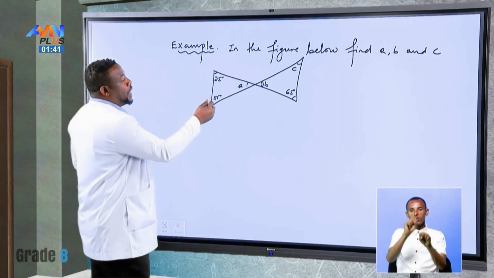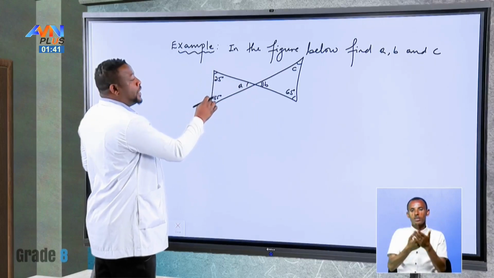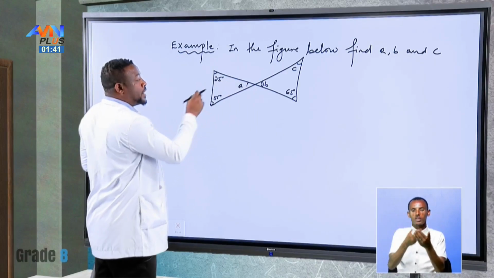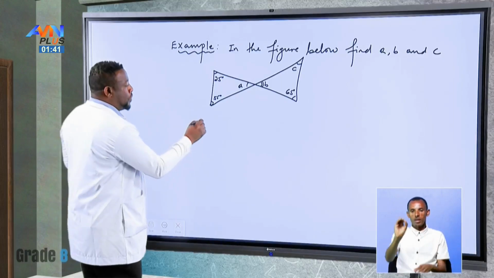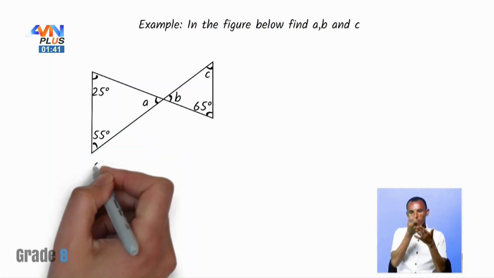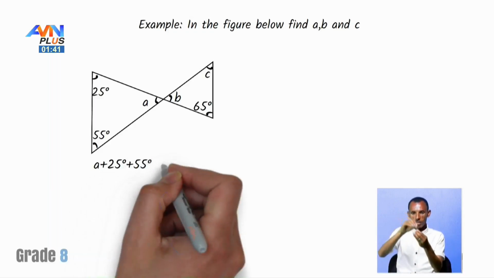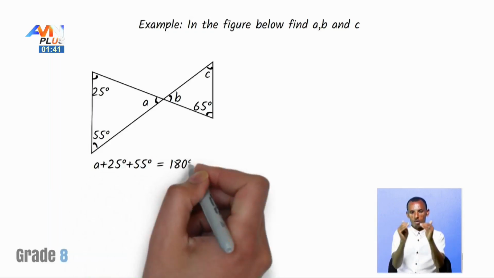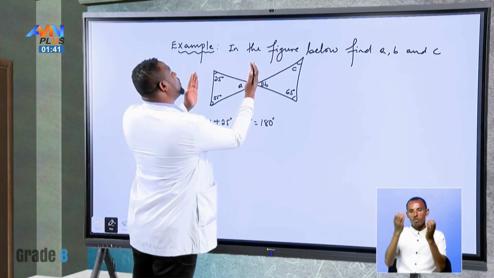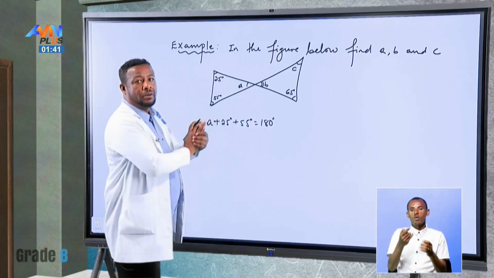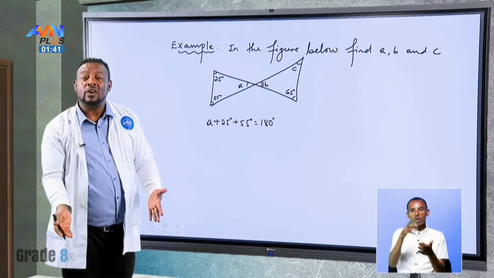So consider only this triangle. The sum of these three angles must be 180 degrees, right? So you have to write A plus 25 degrees plus 55 is 180 degrees. You can ignore the other parts of the triangle and consider only this part. Whenever you do this, you will have the value of A.